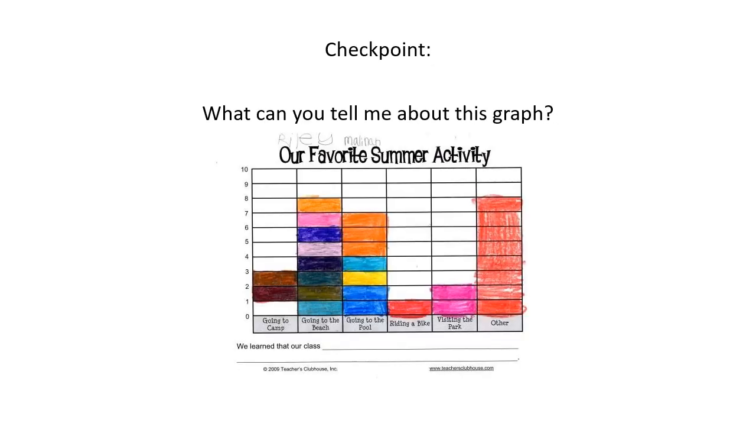So, your checkpoint problem, here's a graph. I'm just giving you a graph. And what I want you to think about is, what can you tell me about this graph? What do you notice about the graph? What do you notice about the data? So anything at all, any sort of meaning that you can draw from this that Riley seems to have done. So what do you notice about this graph?